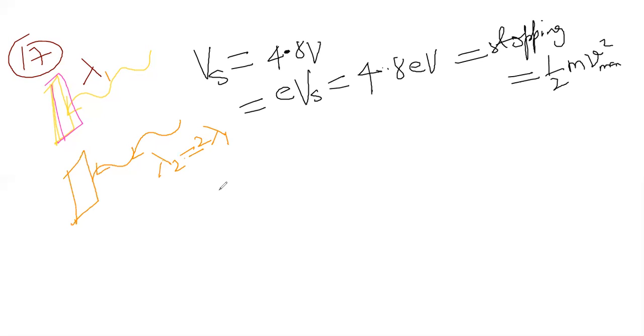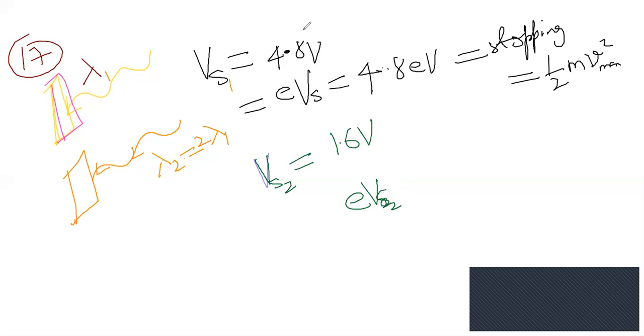Then what happens to the stopping potential? This is Vs1. Now what we have is Vs2. Vs2, the stopping potential in the second situation, is 1.6 volt. So what is the kinetic energy corresponding to this? eVs2, that's all, no? Earlier it was eVs1, now this is eVs2. Is how much? 1.6 electron volts.